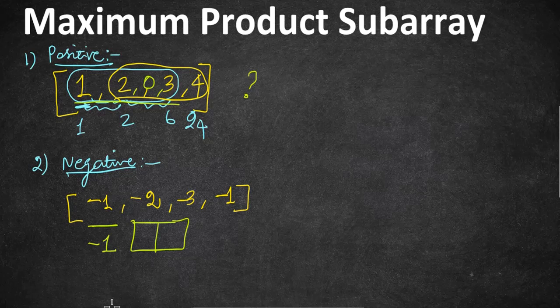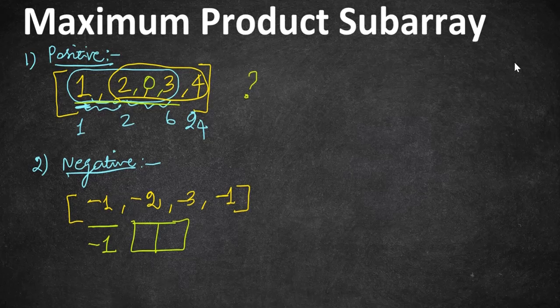So the minimum product is going to be -2. If at all we start our multiplication from this element, we would get -2 as the minimum multiplication value. And the maximum value is 2, because if we consider from -1, the multiplication of -1 into -2 is going to be 2. So far we calculated min and max.